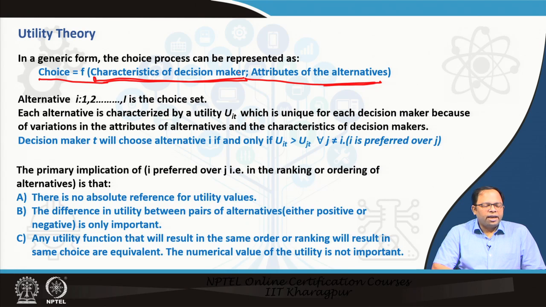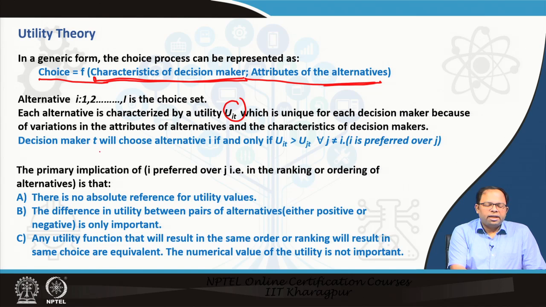So, alternative I equal to 1 to L is the choice set, and each alternative is characterized by a utility U_IT. So, this is the utility value. I is for the alternative and T is for the individual. This is unique for each decision maker because of variations in the attributes of alternatives and the characteristics of the decision maker.